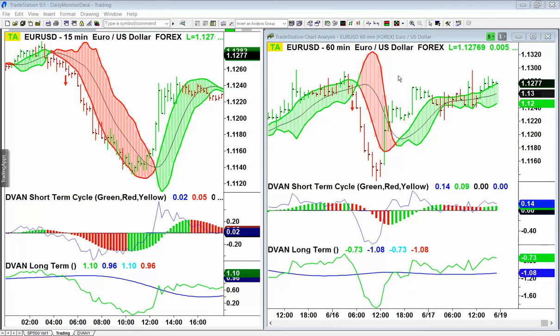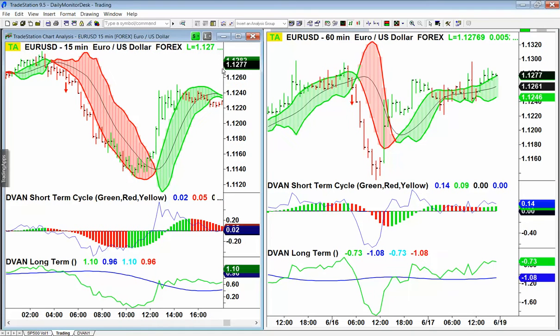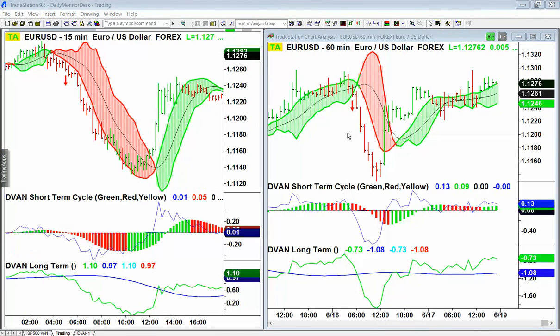We are looking at the DVAN SmartLines indicator package available on the TradeStation trading app store. Looking at the euro dollar on a 60-minute and 15-minute chart, using two time frames. I personally like to use time frames that are about 1 to 4, 1 to 3, or 1 to 5 ratios. So 60 and 15 would be a 1 to 4 ratio. This is a move that occurred June 16th, Thursday.